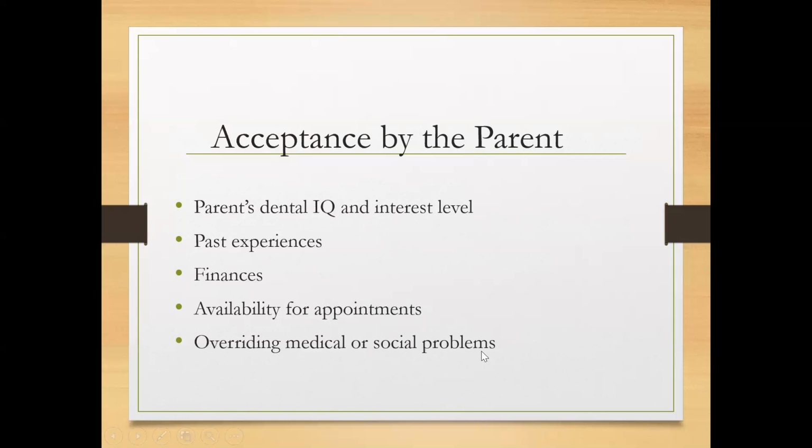Overriding medical and social problems, though, really are going to play a role and factor into your treatment planning as well. Sometimes you may have to choose different settings for a patient that has medical issues and maybe is medically compromised. You may have to have an OR setting to get their treatment done. If there are any social issues surrounding the family, that has to be considered as well with any treatment that you're doing, and what's going to be accepted by the parent.